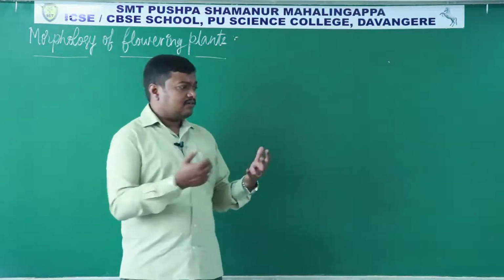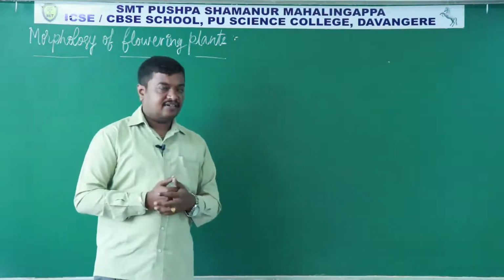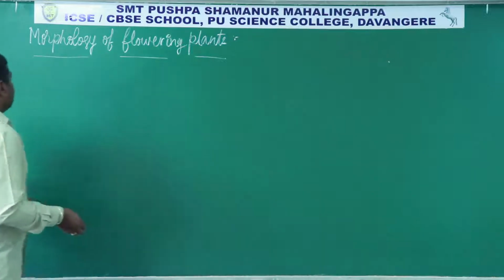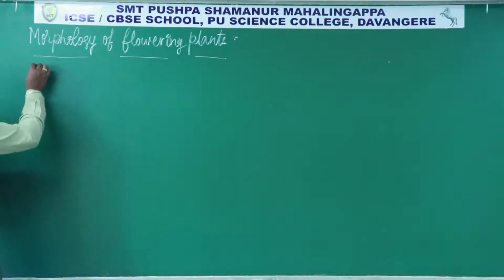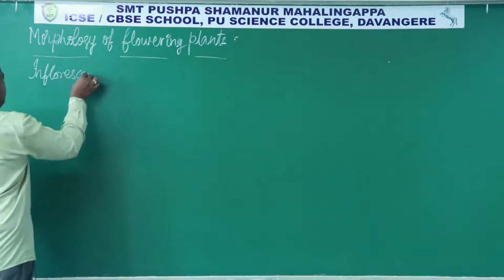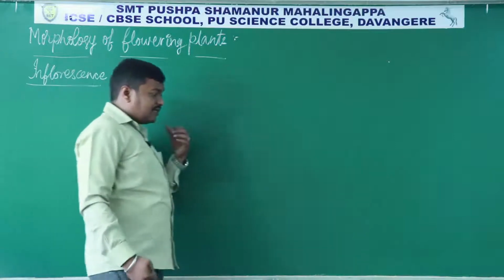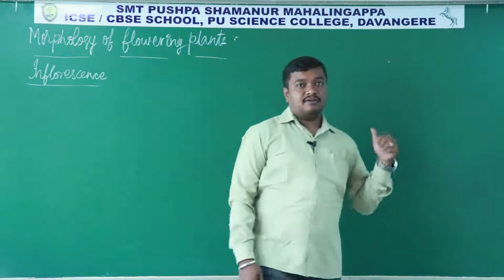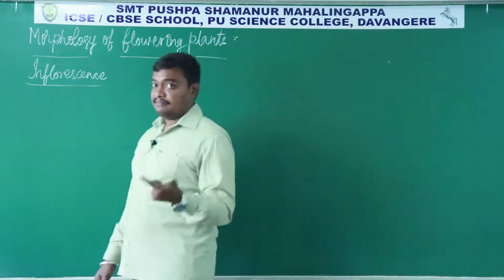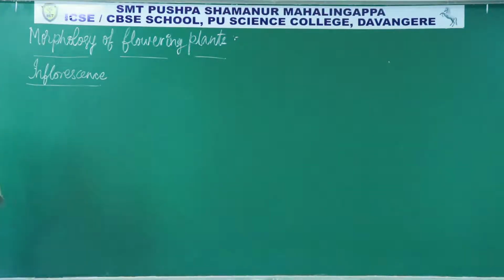So these are all the things we discussed yesterday under the leaf. Today let us see one more topic: inflorescence. So far from the beginning we discussed root, stem, then leaf. The next is inflorescence. So what is this inflorescence?